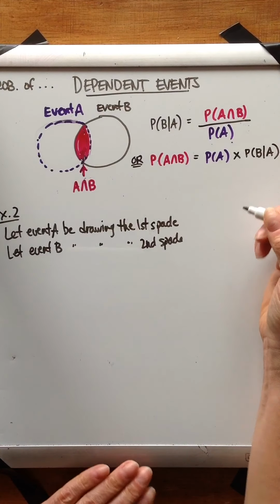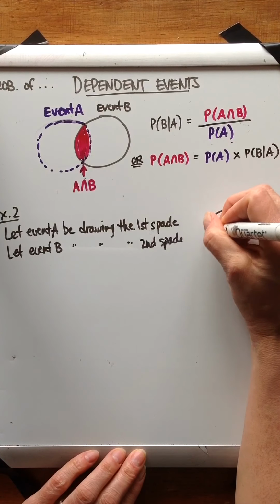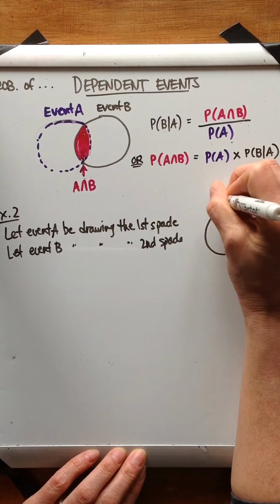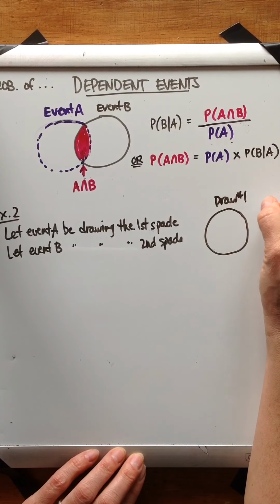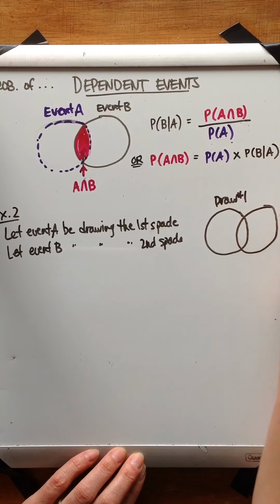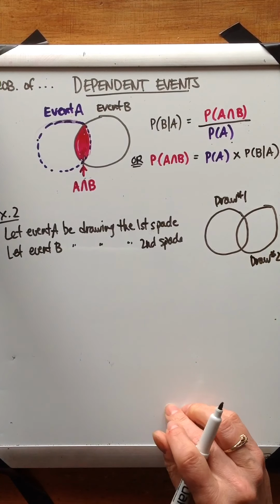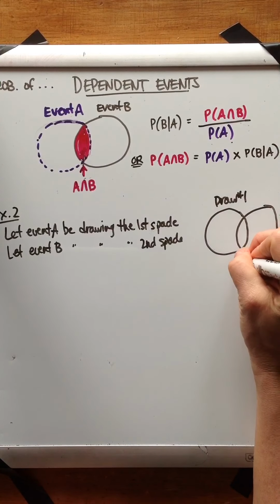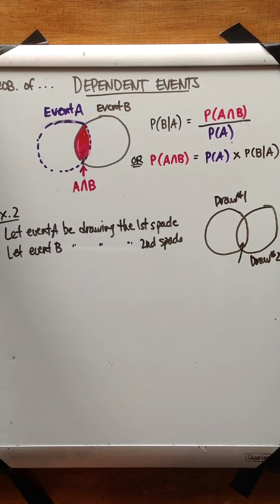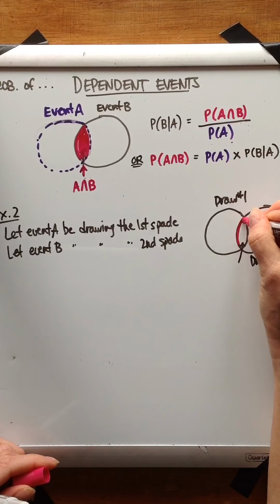We can draw this as a Venn diagram as well, where we're letting draw number 1 be getting the first spade and draw number 2 being the second spade. And we're solving for this overlap area in here.